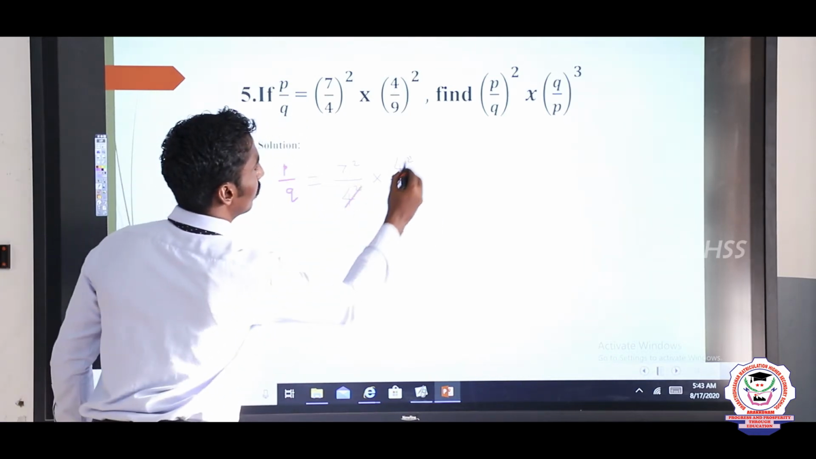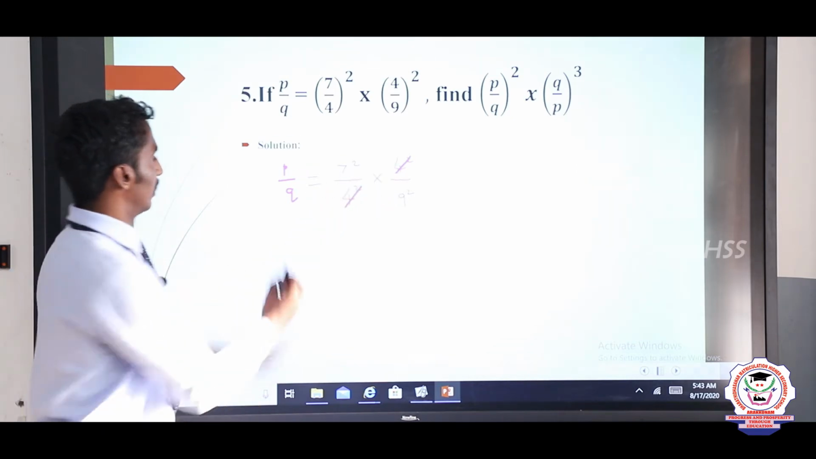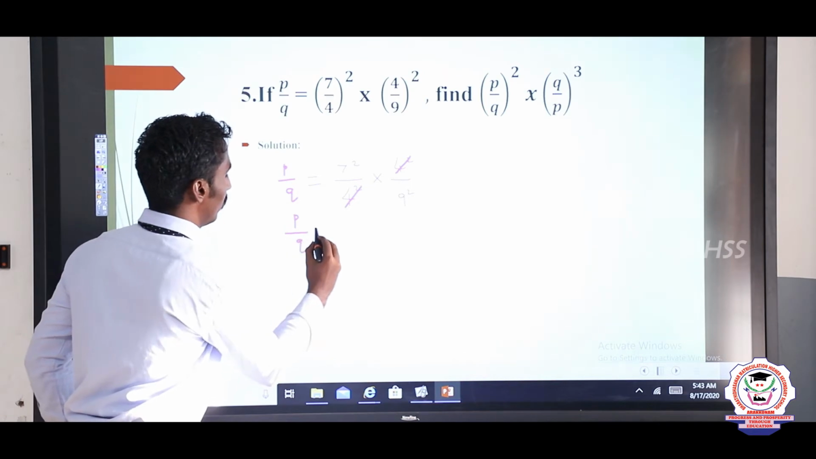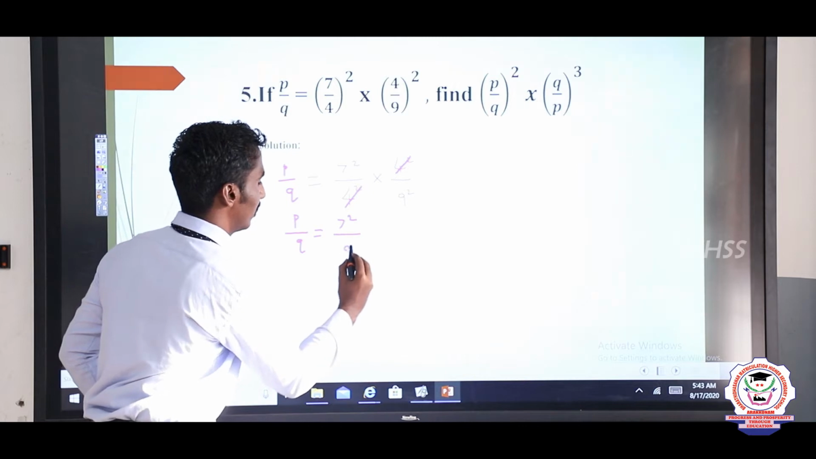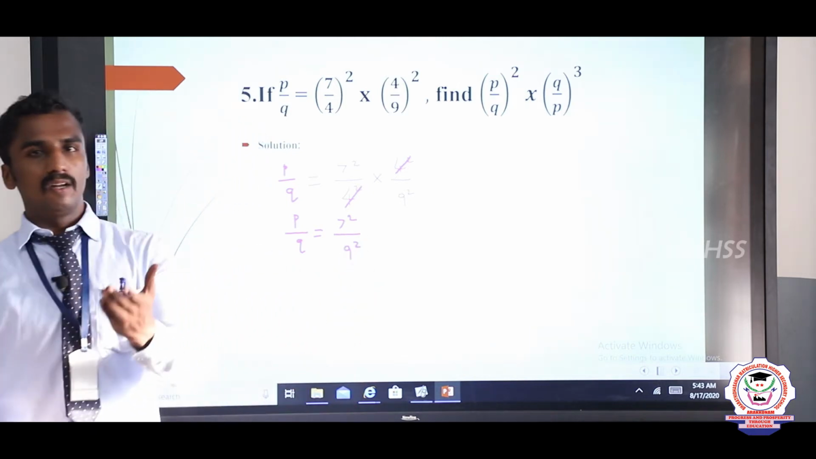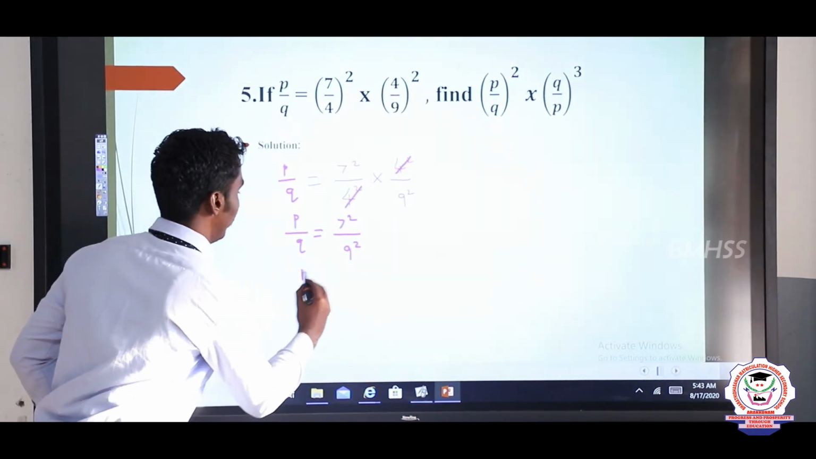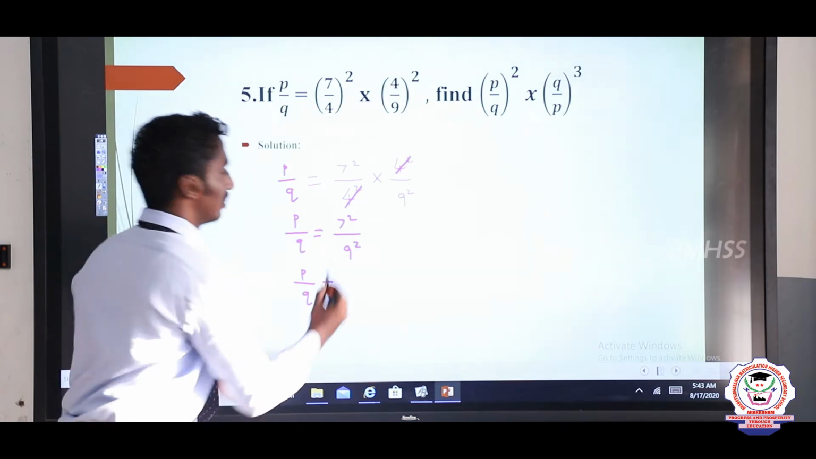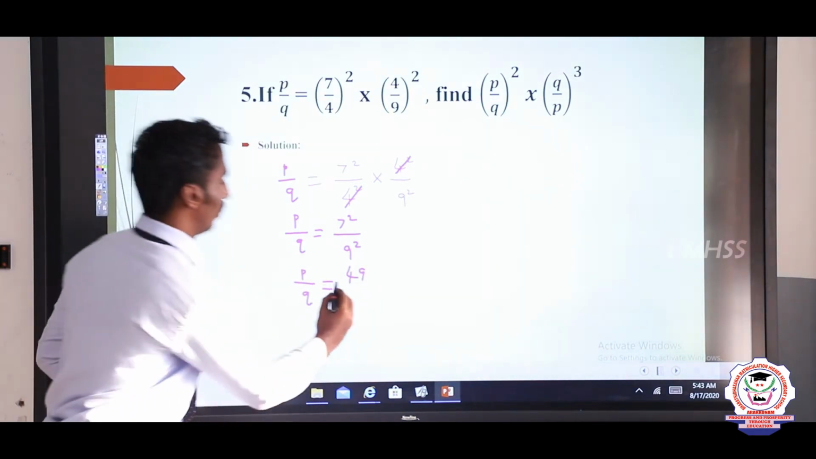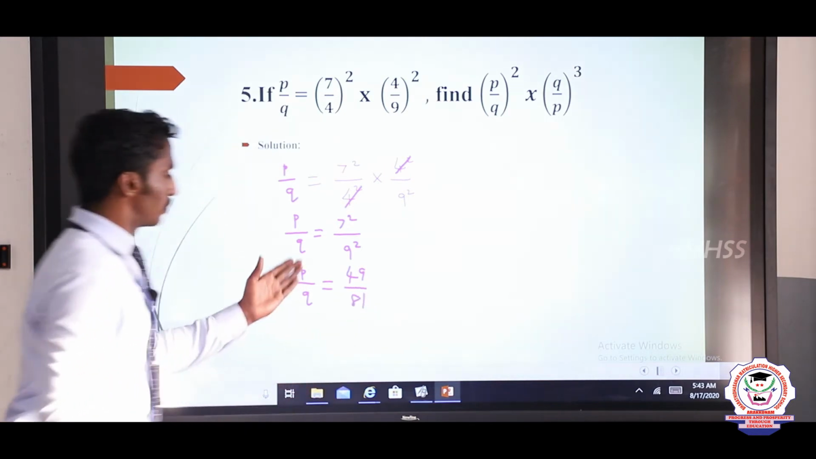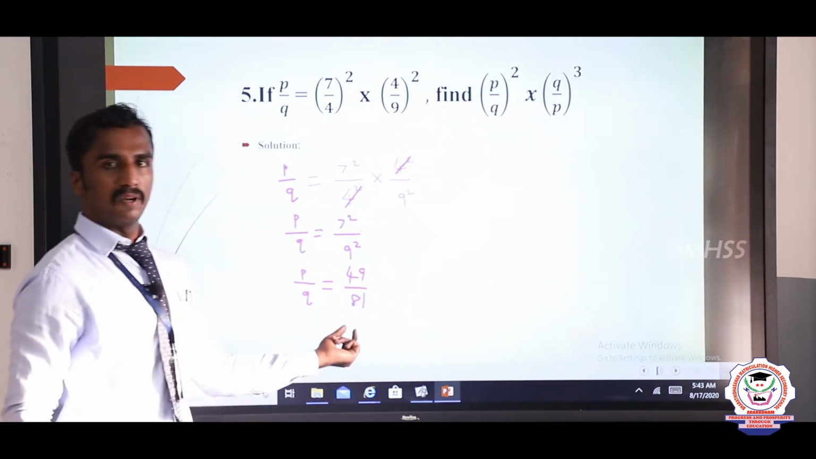So 4 square cancel. 4 square is 16, so 4 square equals 16. So cancel. So P by Q equals the remaining 7 square divided by 9 square. 7 square equals 7 into 7, so 7 into 7 equals 49. P by Q equals 7 square, value 49. 9 square, 9 nines are 81. So divided by 81. This is P by Q equal to 49 divided by 81.